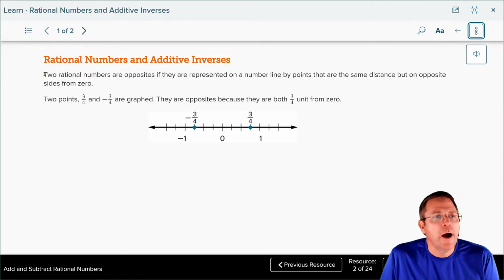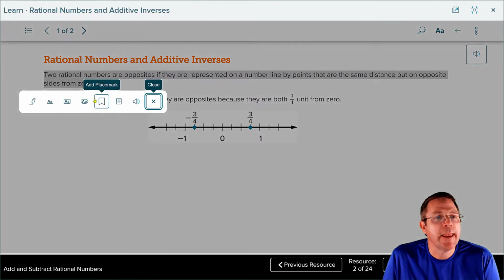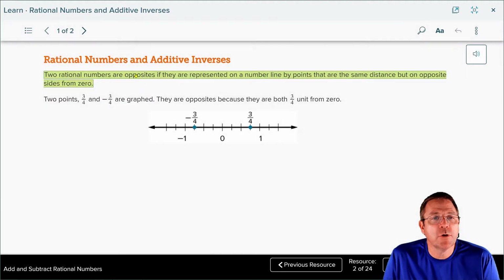Two rational numbers are opposites if they are represented on a number line by points that are the same distance from 0 on opposite sides of 0. That, I'm pretty sure, is going to be one of your vocabulary terms. Opposite is a target term here.